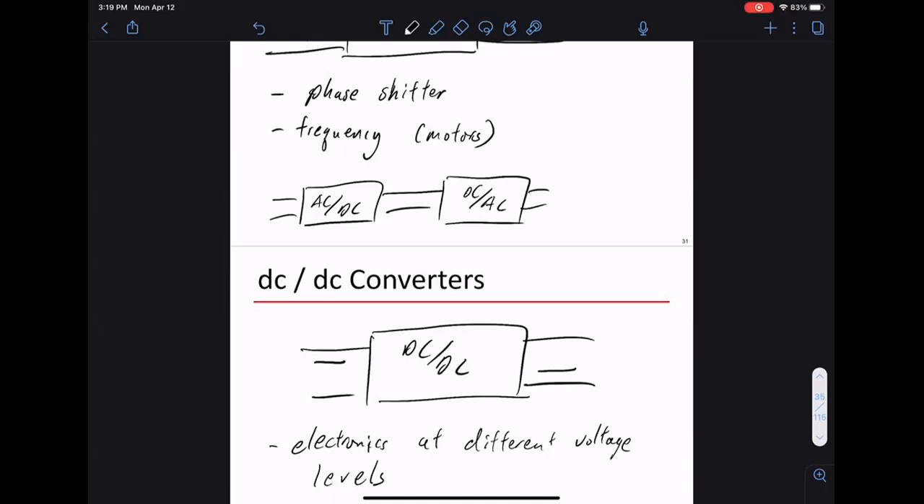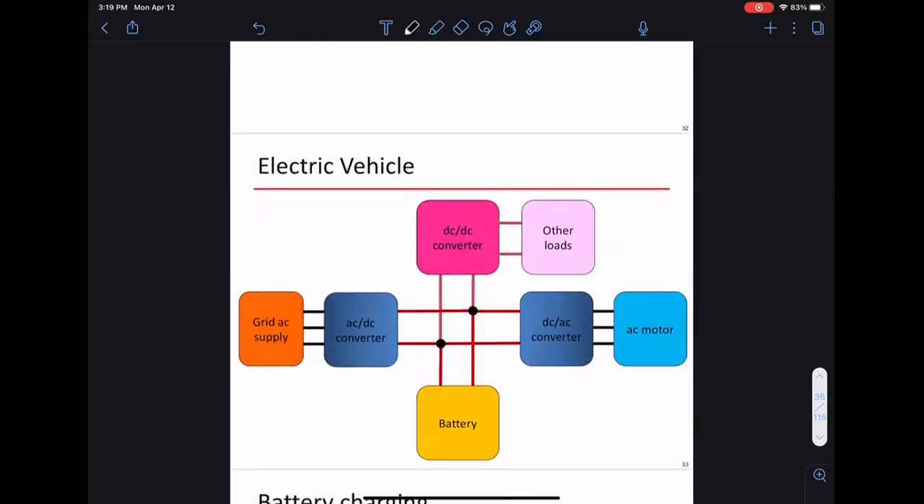And then a good example that puts everything together is an electric vehicle. An electric vehicle is where you find all of these converters, or most of these converters, in one device or one vehicle. If you look at an electric vehicle from a circuit or power perspective, it's basically a bunch of converters connected to each other. That's one way you can interpret an electric vehicle.